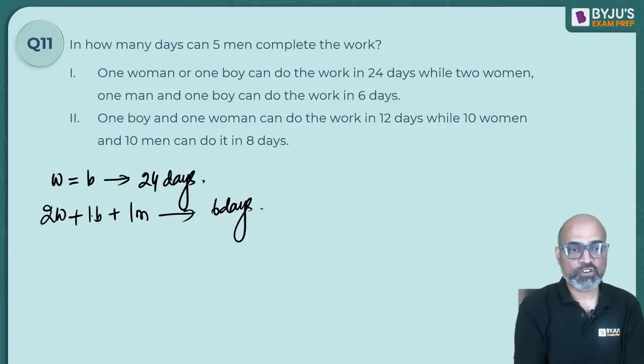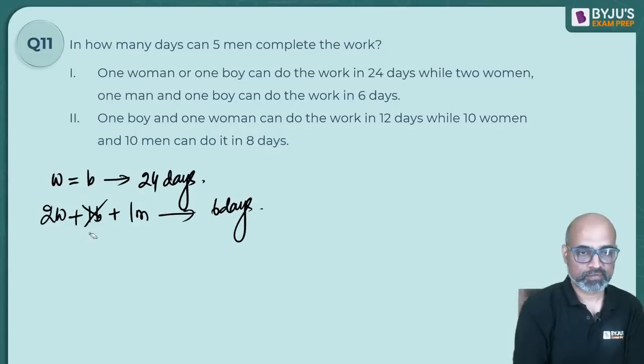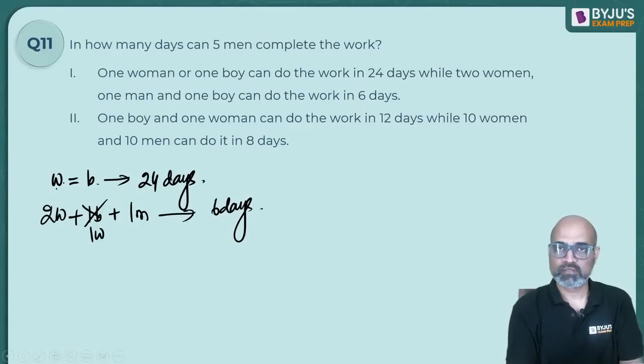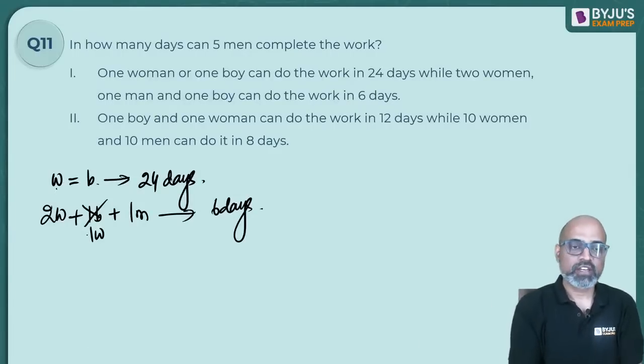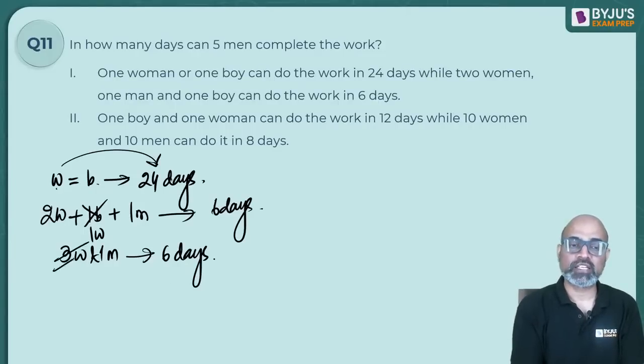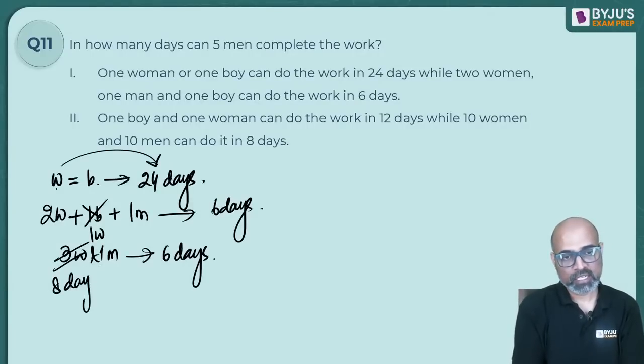So, instead of a boy, can I write a woman? 1 woman, because boy and women are both the same, this one can do the work or that one. So can I say the question changes to 3 women and 1 man can finish it in 6 days. Now if 1 woman finishes it in 24 days, 3 women will finish it in how many days? 8 days.